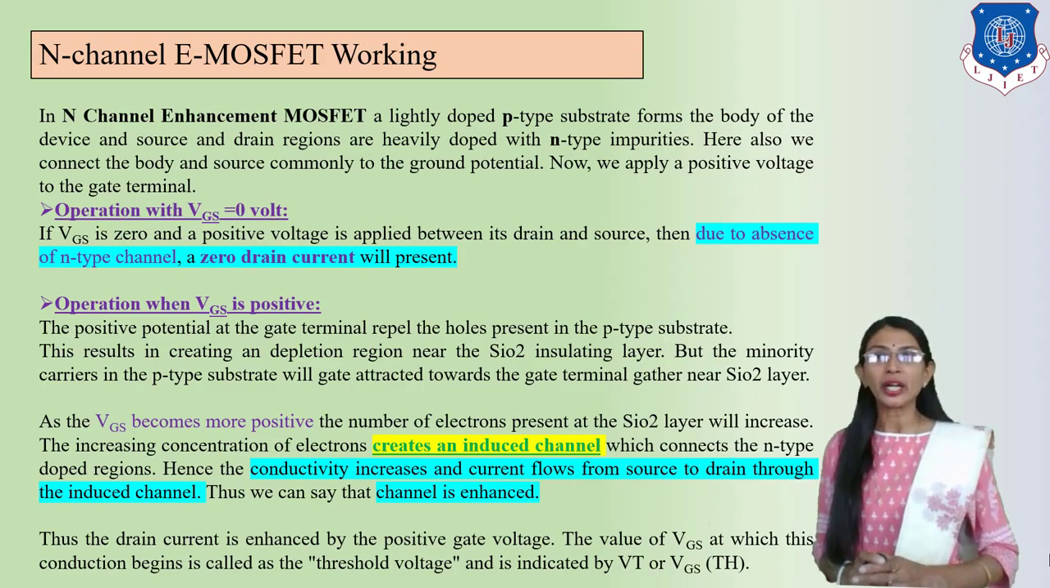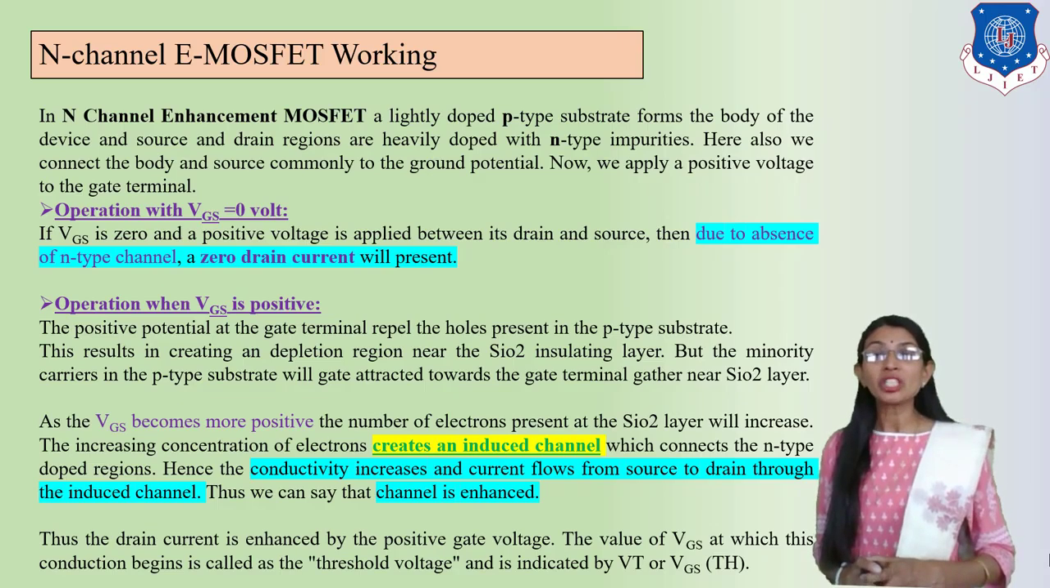There are 3 cases. 1, operation with VGS equal to 0. Then second, VGS is positive. And third one, if we increase the VGS at a constant increasing value of VDS. So these are the main three cases. The operation when VGS is equal to 0, that means gate voltage is 0. There is a short circuit between gate and source. No battery is connected with the gate at the input. Due to the absence of battery, there will also be an absence of the N channel. So zero drain current will be present. No current will flow.